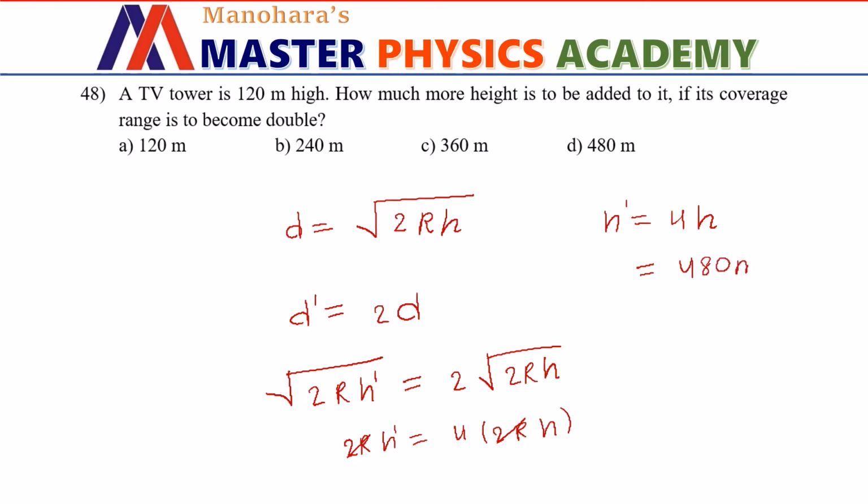But be careful, in the question they have clearly mentioned how much more height is to be added. So we need to calculate the difference between the final height and the initial height. That is going to be 480 minus 120 meters, which is 360 meters, as given in option C.